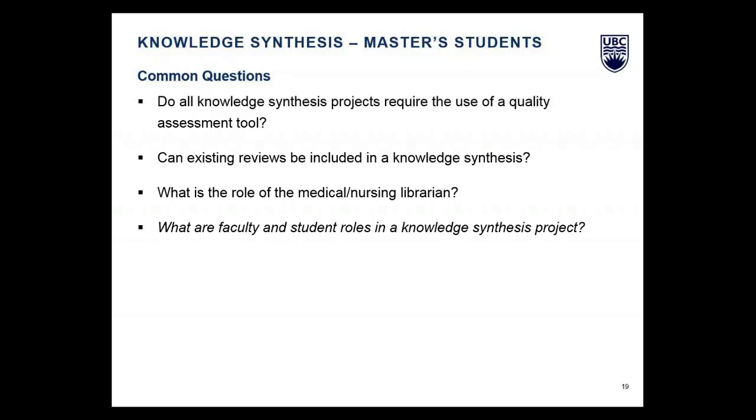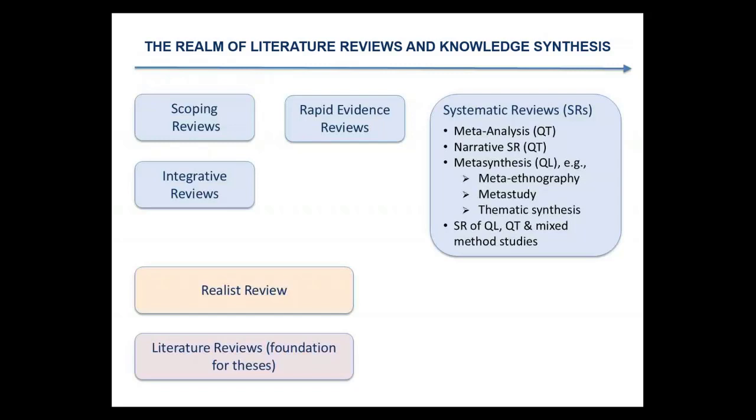Keep that in mind. So one of the things that we wanted to move on to is thinking about not just scoping reviews and integrative reviews, rapid reviews, but also revisiting systematic reviews. And by systematic reviews, we're referring to not just the traditional conventional idea of a systematic review, but we're including systematic reviews as meta-analyses, those that are also a narrative systematic review, and the qualitative systematic reviews as well.